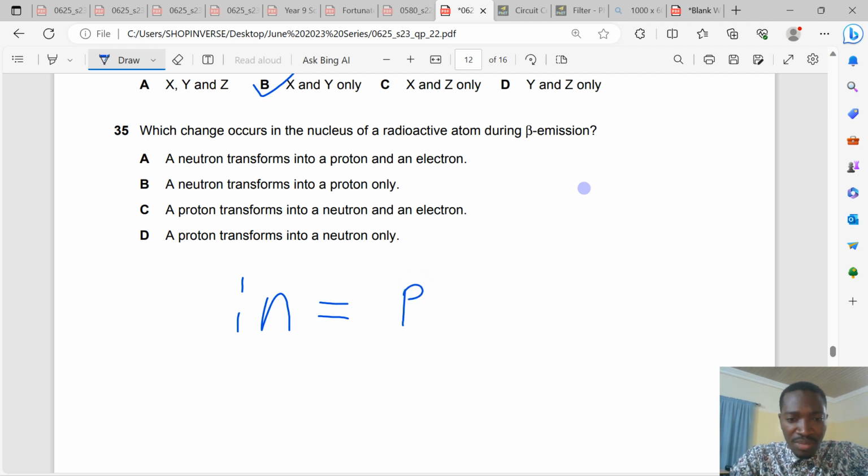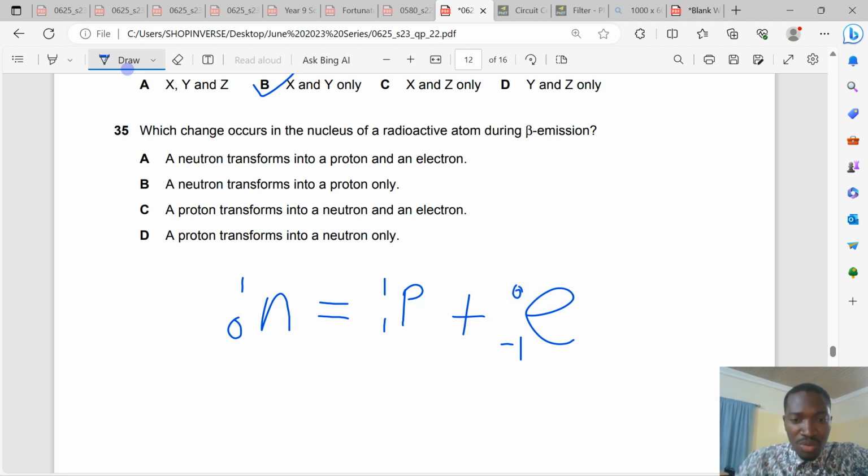A proton has mass of 1, charge of 1. Sorry, a neutron has a mass of 1, charge of 0. The charge of a neutron is 0. So a neutron will be converted to a proton and what? An electron, charge of -1, mass of 0.